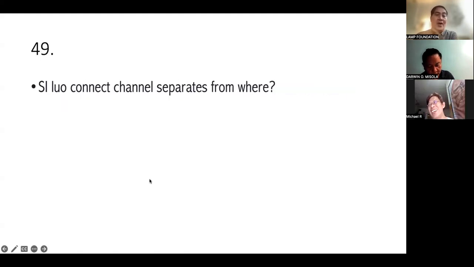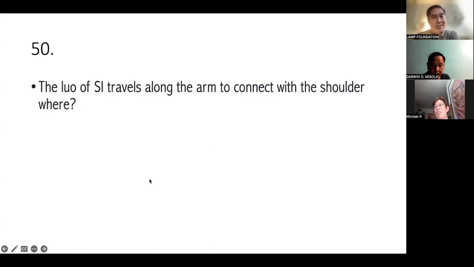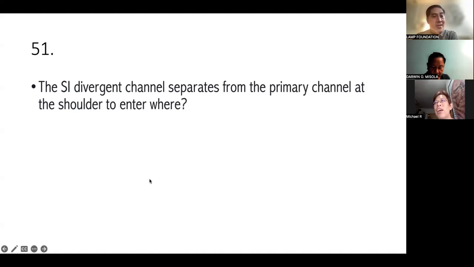Noted, Doc. Now, the SI luo connecting channel separates from what point? SI7 connects with the heart channel. Very good. From the small intestine, the luo of SI travels along the arm to connect with the shoulder, where? Large intestine 15. The divergent channel separates from the primary channel at the shoulder to enter where? Axilla.